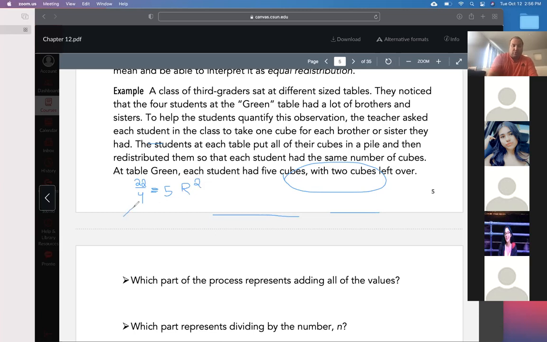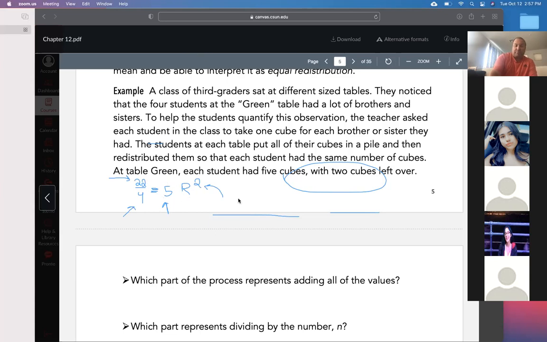There's 4 students. Each one gets 5 cubes. There's 2 left over. Therefore, there must be 22 cubes to begin with. So which part represents dividing by the number n? That is giving each student the same number of cubes, which is 5.